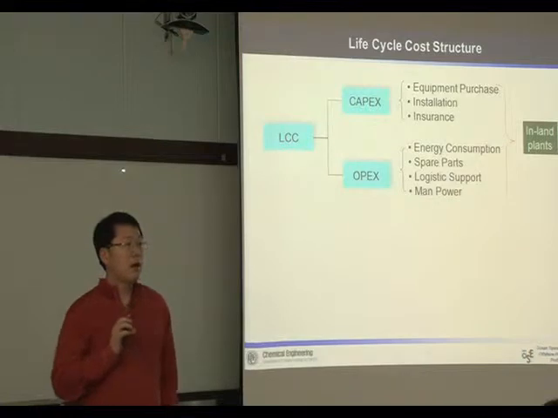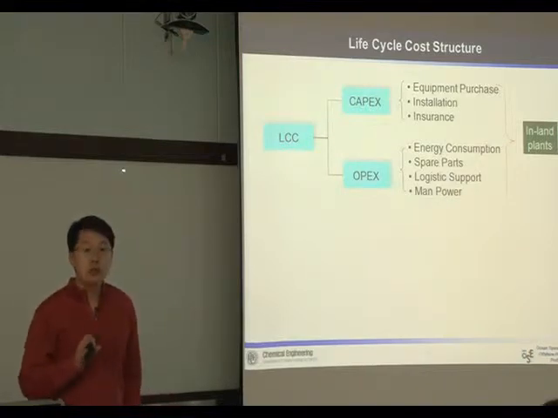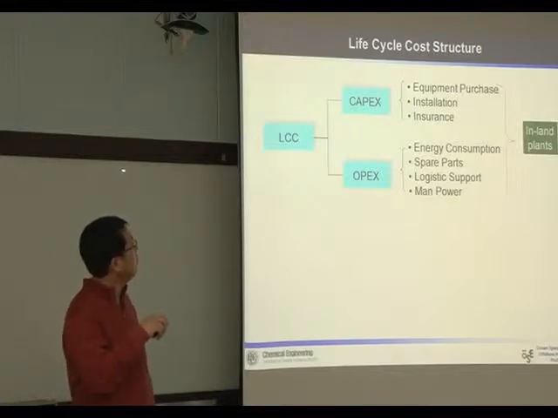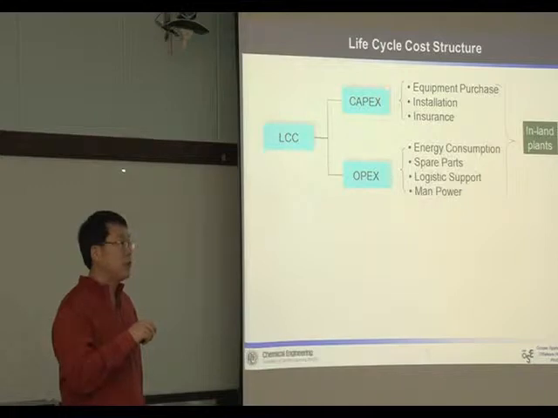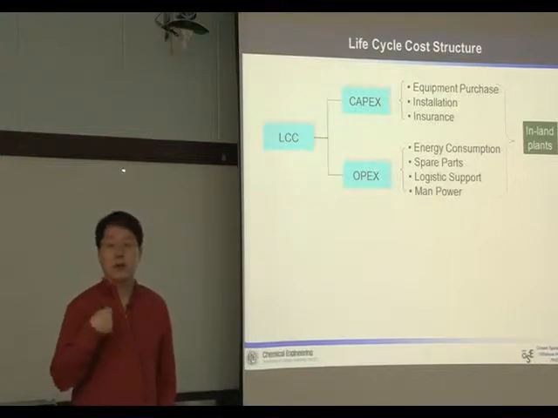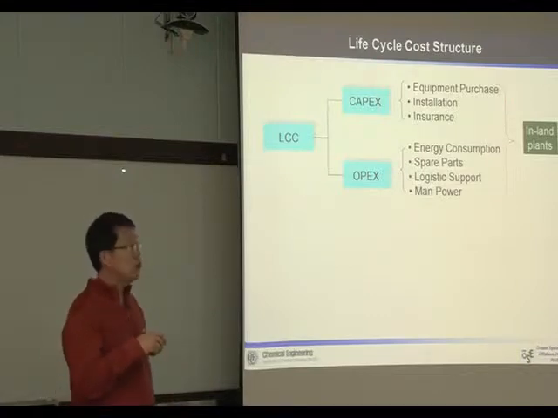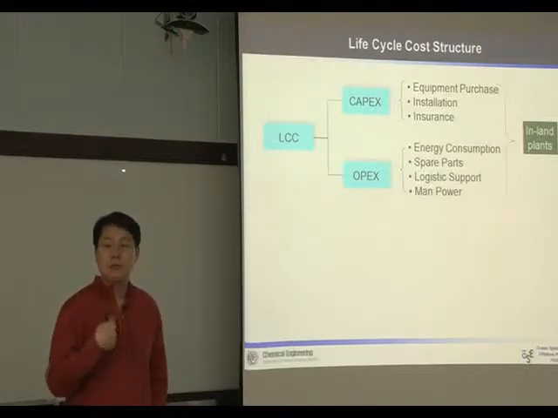So this is the kind of cost structure. The life cycle cost can be divided into CAPEX and OPEX, capital expenditure and operating expenditure. CAPEX includes equipment purchase, the money required for buying the equipment, installation, and insurance.